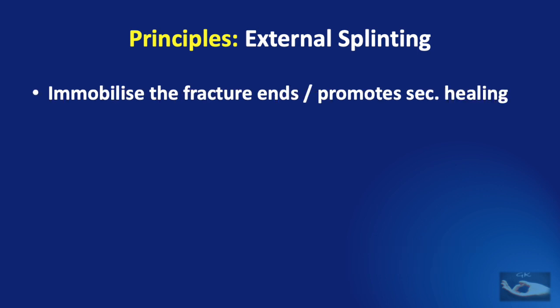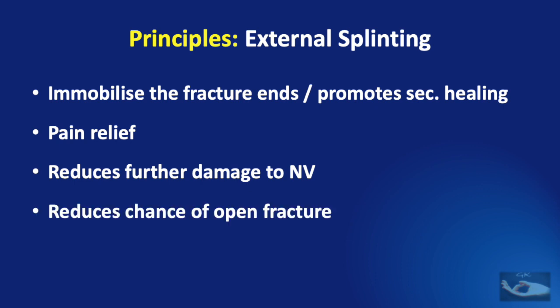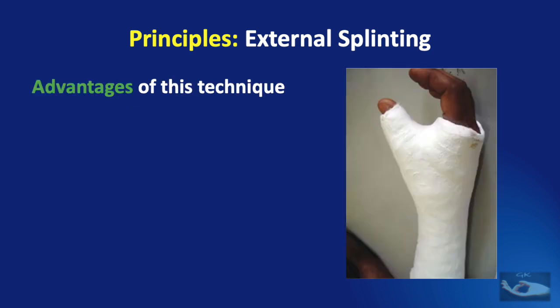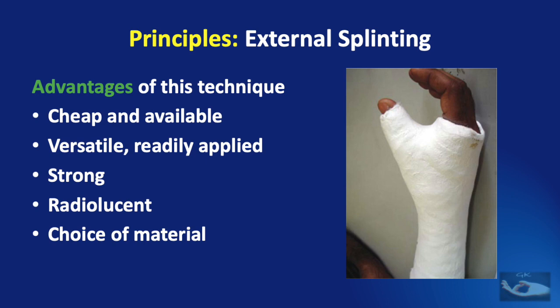fractures. External splinting helps to immobilize the fracture ends and promote secondary healing, provides pain relief, reduces further damage to the neurovascular bundles, and reduces the chance of converting the simple fracture into a compound fracture or open fracture. The obvious advantages of external splints are that they are cheap and easily available, they are versatile, can be very readily applied, they are strong, radiolucent, and we have different choices of material to be used like POP and fiberglass.